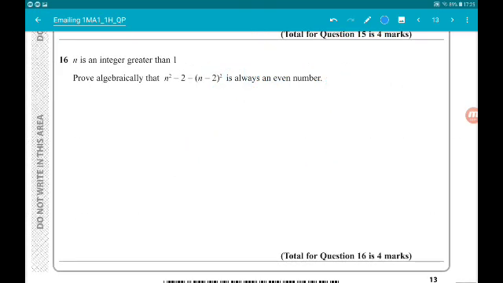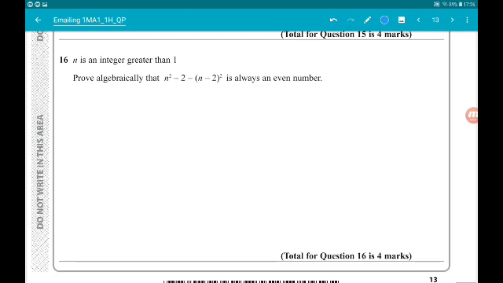Okay, question 16, some algebraic proof. So, with algebraic proof, never ever just substitute numbers in. It doesn't prove anything, it only shows that it works or doesn't work for that value. So, n is an integer greater than 1. So that means a whole number bigger than 1.